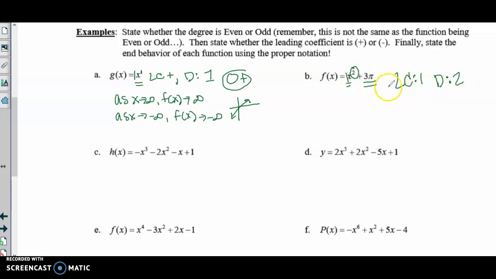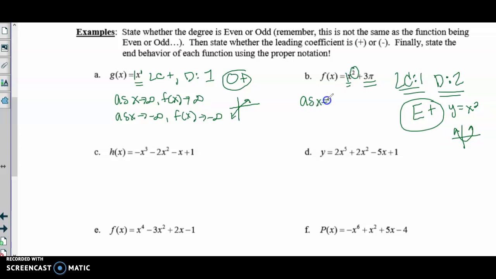Always make sure that this is in standard form first though. So that's highest exponent to lowest exponent. I think of it like marching in order, highest to lowest. So this has an even degree with a positive leading coefficient. I think of this as like y equals x squared. I just draw my little picture to the side and then I say, okay, how can I draw this? Both ends are going up.